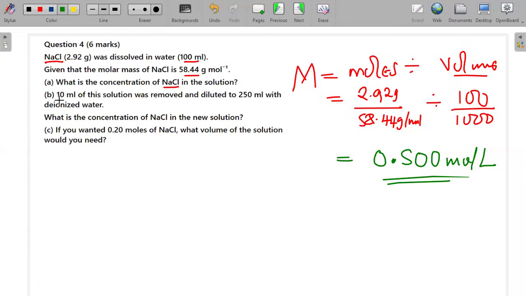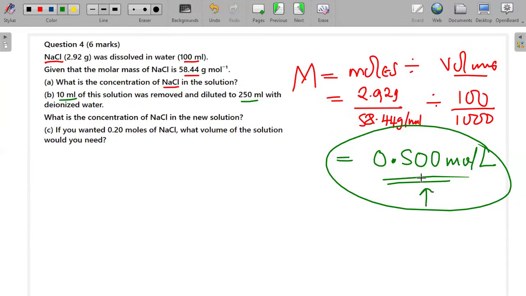Now they're saying 10 mils of this solution that has this concentration was removed and diluted to 250 mils with deionized water. What is the concentration of the new solution? So this one here, we are going to say this is our initial concentration. From the volume of this, which had 100 mils, they just get 10 mils of it. So the concentration 1 is equal to 0.5, and the volume 1 that I've gotten is 10 mils.